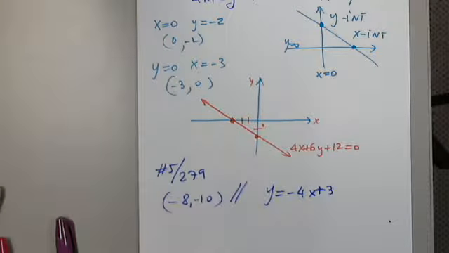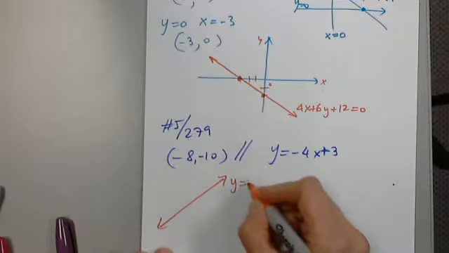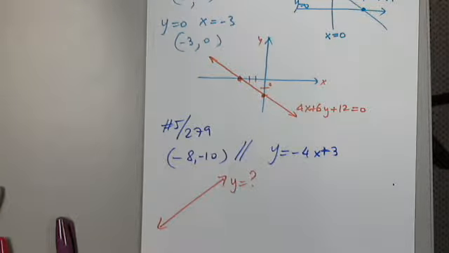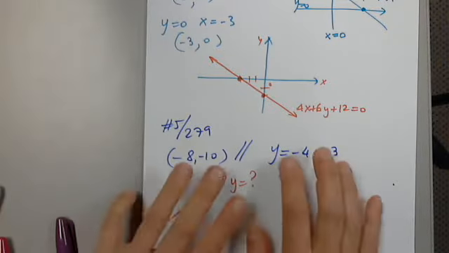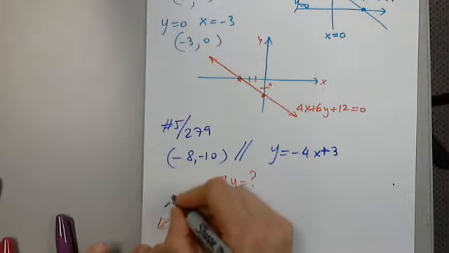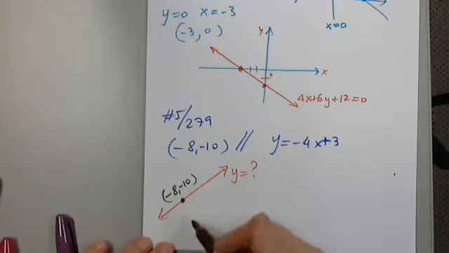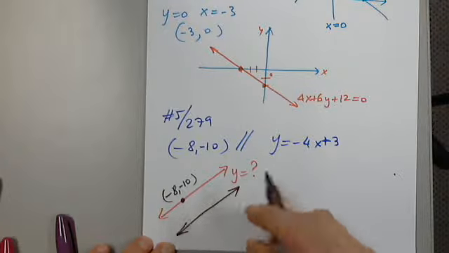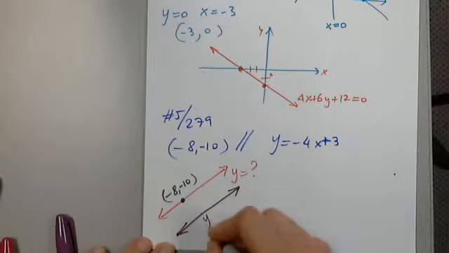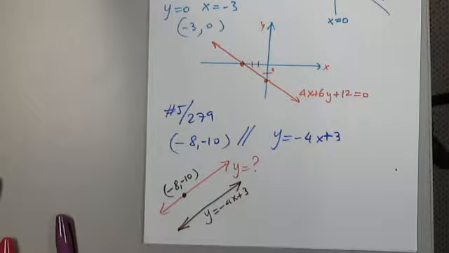So we're asked to find the equation of the line. This is the line. I'm not graphing anything exactly. I'm just giving you the setup. So we're asked to find the equation of this line, and we have two pieces of information. One piece of information is that this line passes through this point, which is -8, -10. The second piece of information is that this line is parallel to the line whose equation is y equals -4x plus 3.